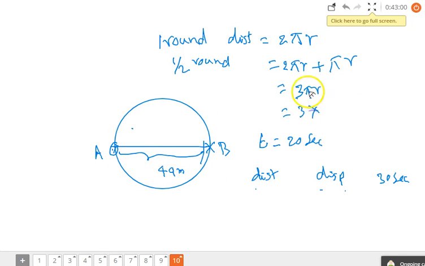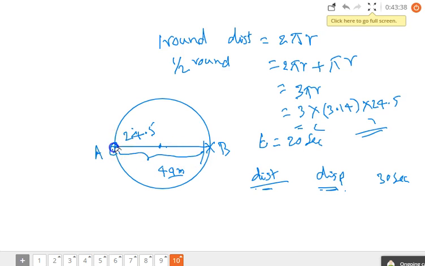Take 3 into pi, whose value is 22 by 7, which means 3.14. The radius value we don't know, but we know the diameter. If the diameter is 49, what is the radius? d by 2, 49 by 2, which is 24.5. If you multiply 3 pi by 24.5, you will get some value. That is the distance at 30 seconds.